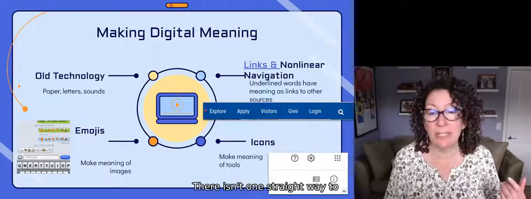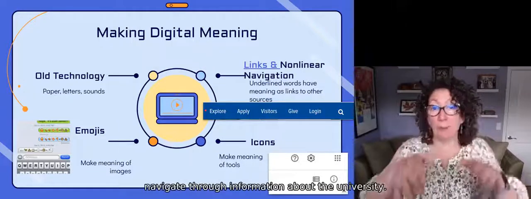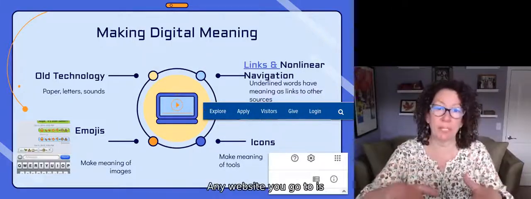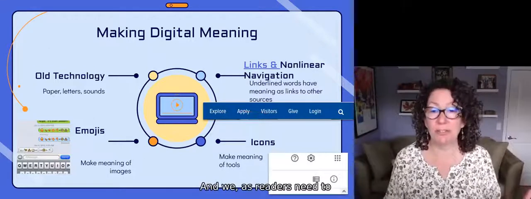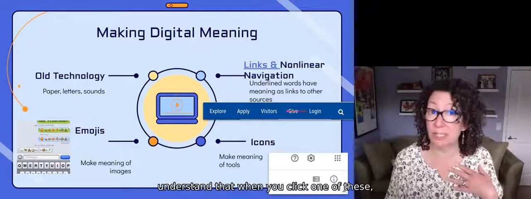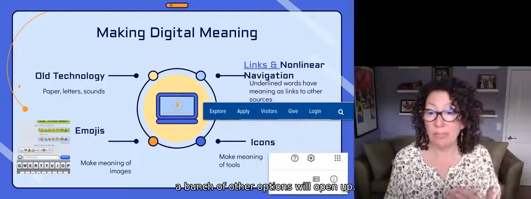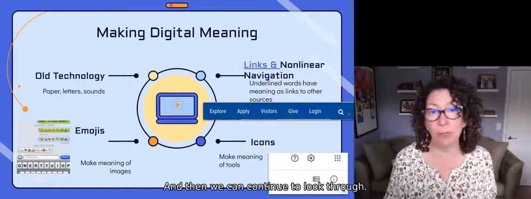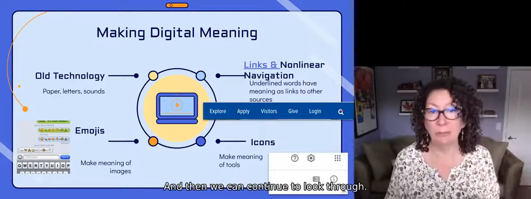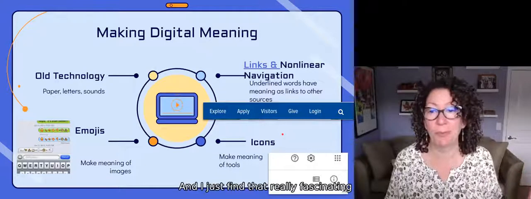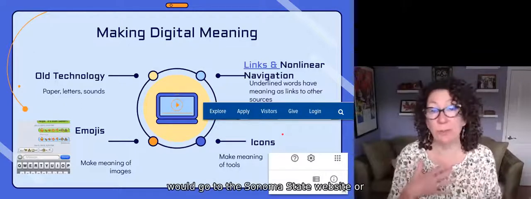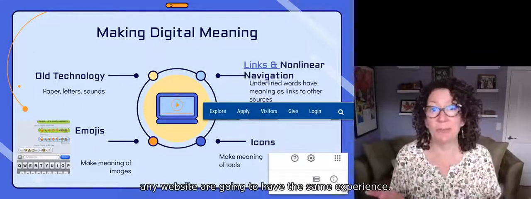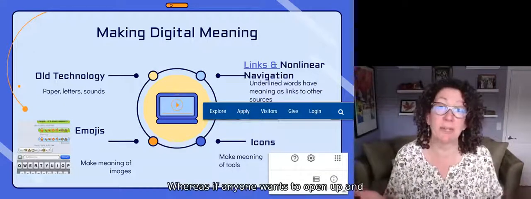And there isn't one straight way to navigate through information about the university. Any website you go to is going to have these sort of menus, and we as readers need to understand that when you click one of these, a bunch of other options will open up, and then we can continue to look through. And I just find that really fascinating that no two people who would go to the Sonoma State website or any website are going to have the same experience.